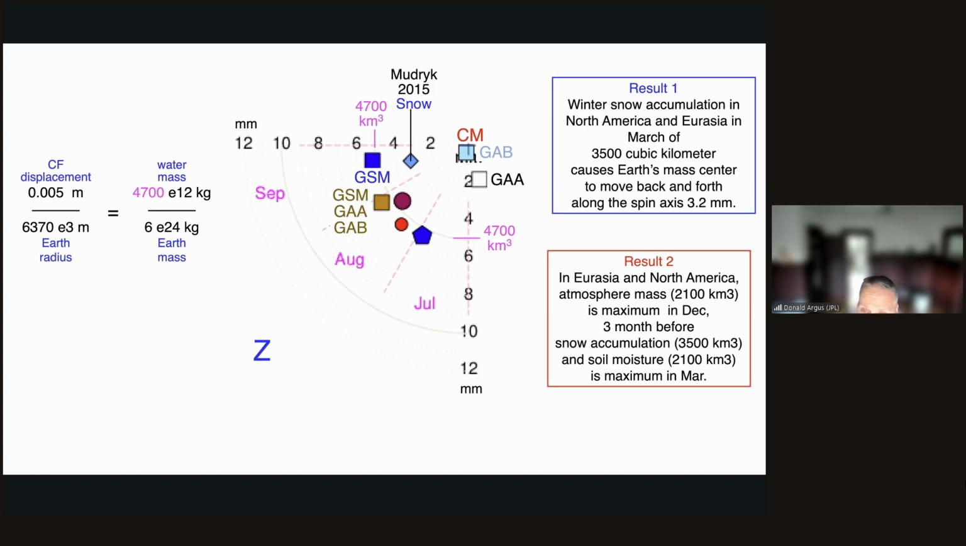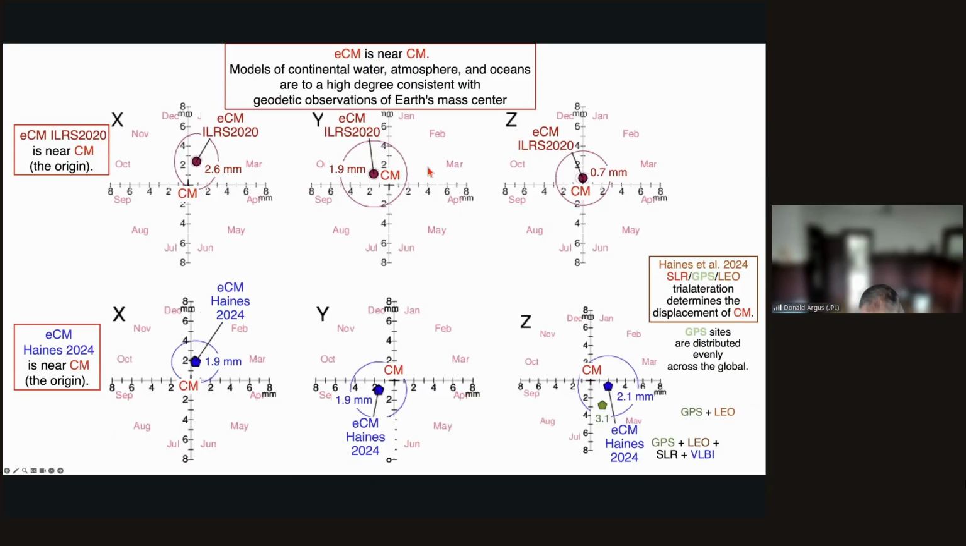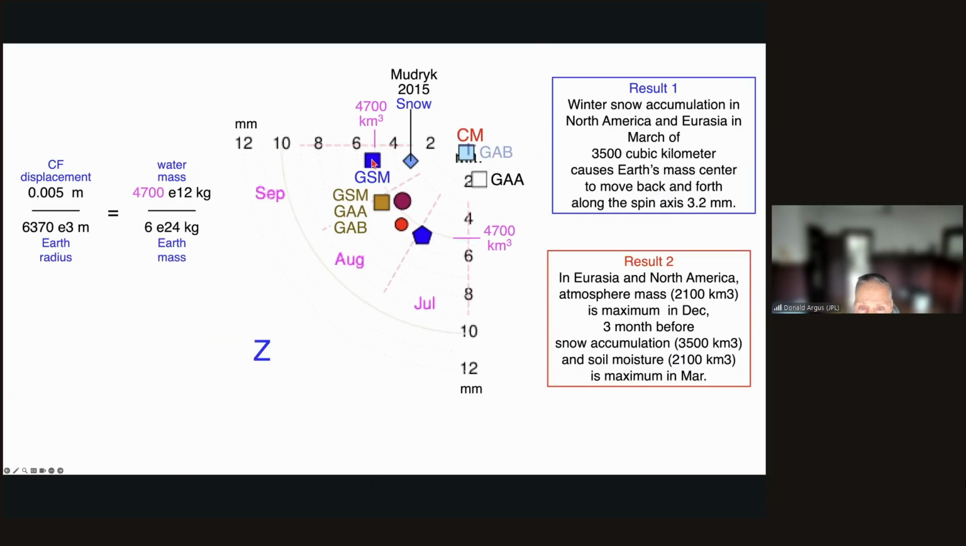And the atmosphere mass is maximum in late December, 3 months earlier than snow is maximum. Snow and soil moisture is maximum in March.